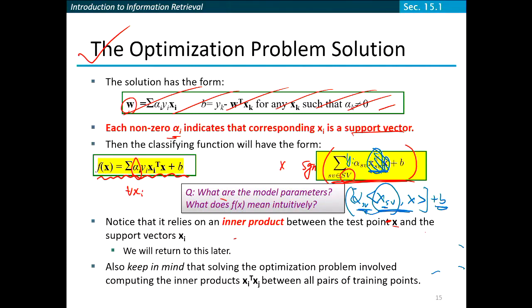Importantly, you can see that whenever you do the evaluation, it only involves inner products. This is essentially an inner product.